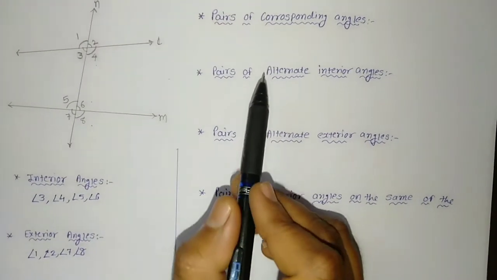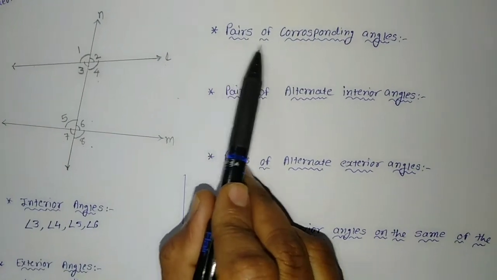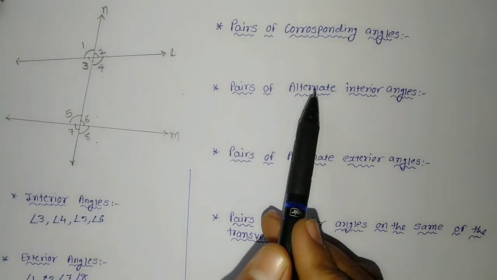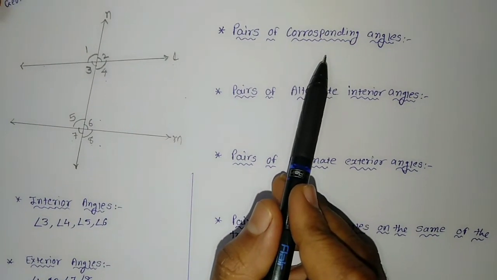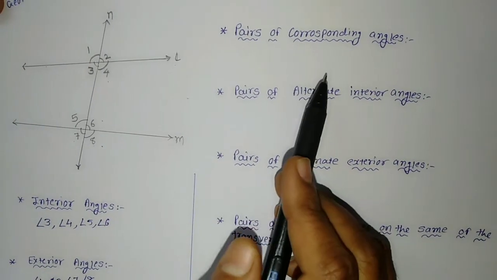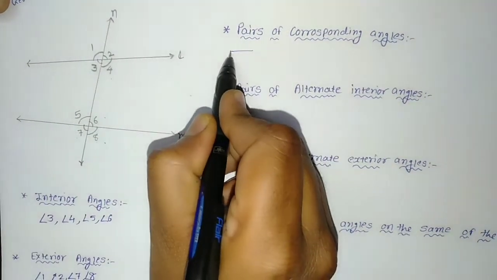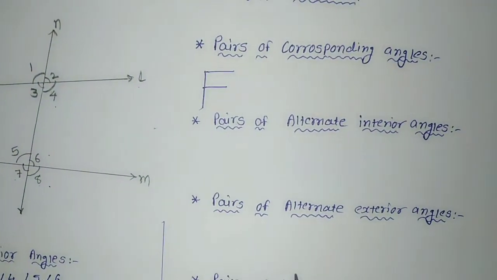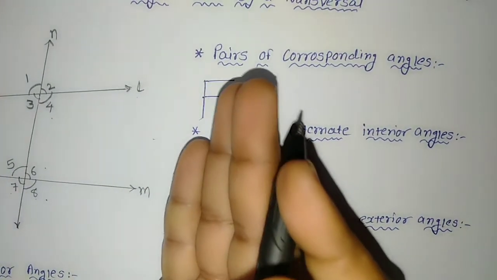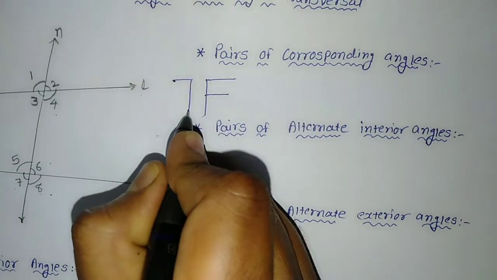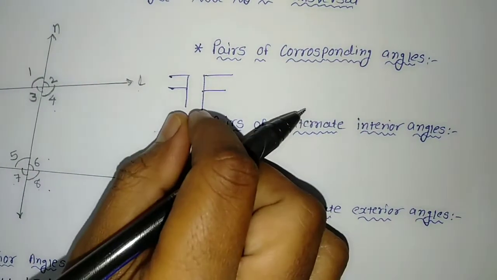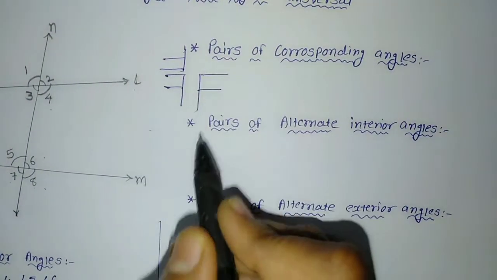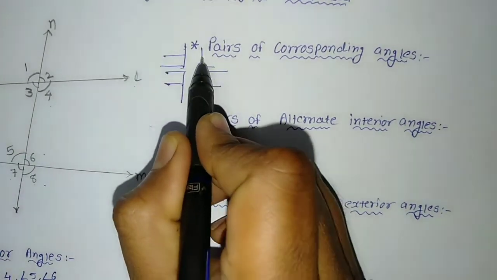Now let us try to understand an important concept related to this: pairs of corresponding angles. What is the meaning of pairs of corresponding angles? While we are talking about corresponding angles, you have to keep in mind the shape F. Remember this shape F. This F can be formed in different ways. If we take this F this way, it can form like this. If I take it up, it forms like this, and if I take it this way, it forms like this.